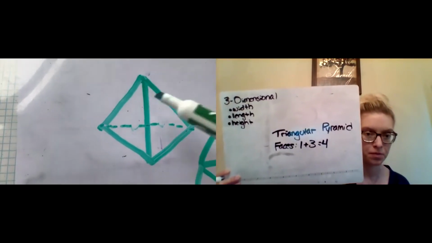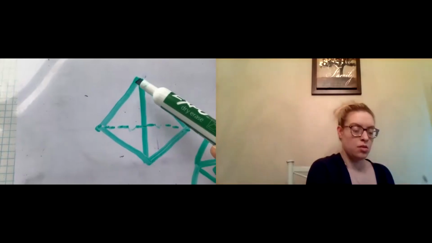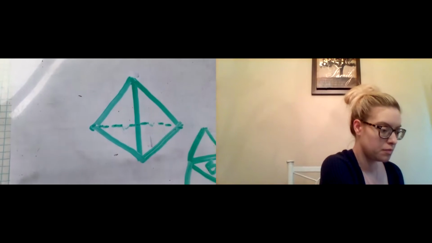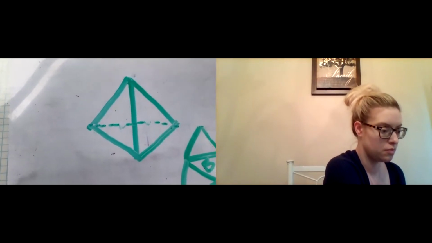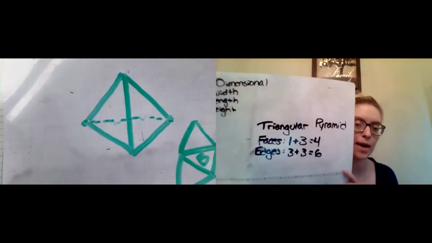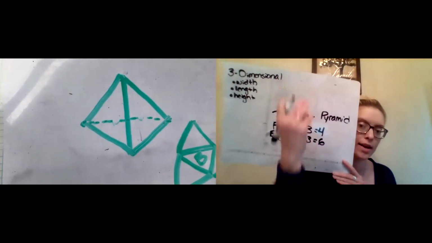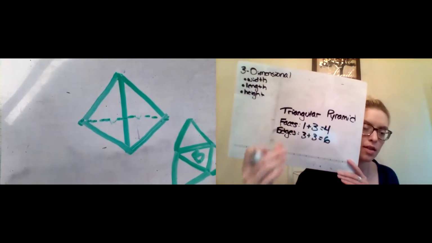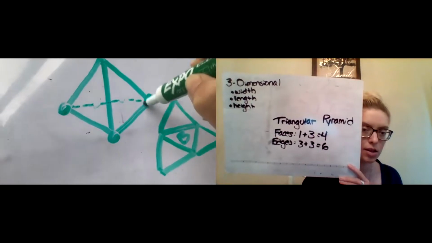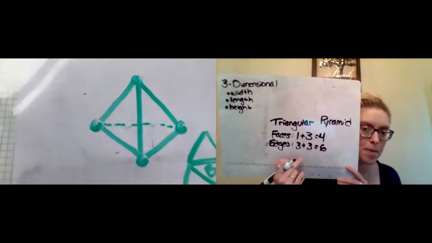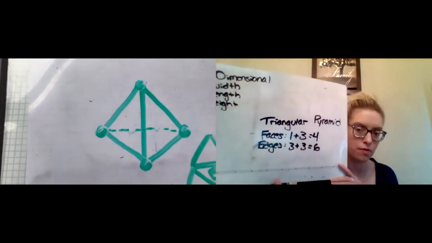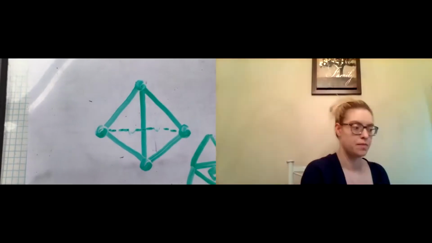And then the edges are pretty straightforward. Just you've got 3, 4, 5, and 6. Okay. So you have 3 that come from that bottom base, and then you have 3 that connect it all. And then that final one is going to be your vertices, guys. Where you have 3 at that bottom base, and then 1 at the very top for a total of 4 vertices. Okay.